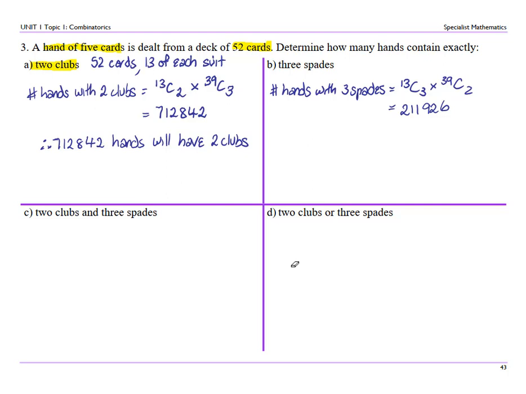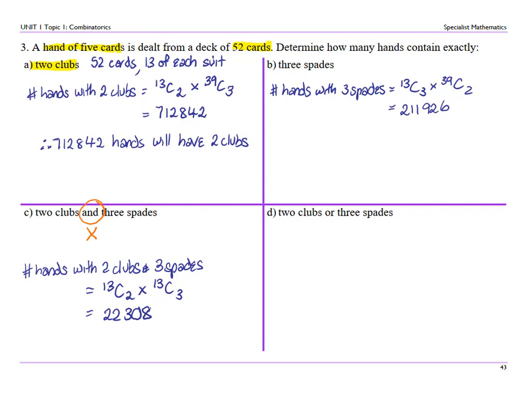Part C, 2 clubs and 3 spades. Note there's an and, so that's multiply. So that's going to equal 13C2 times 13C3, which is 22,308.